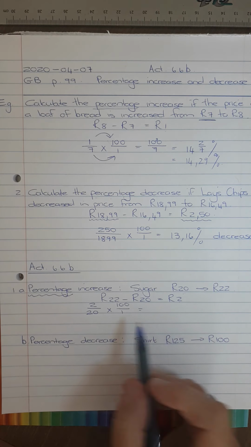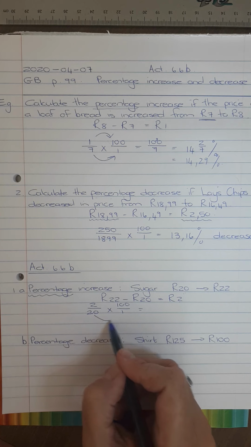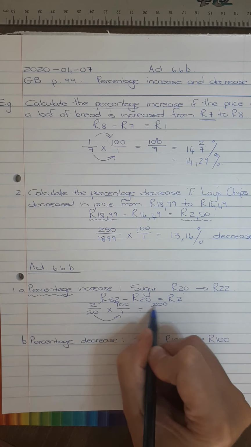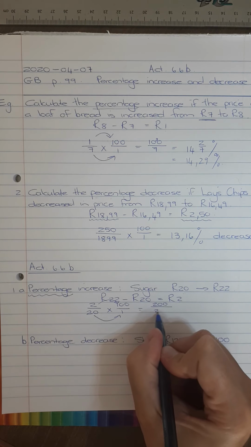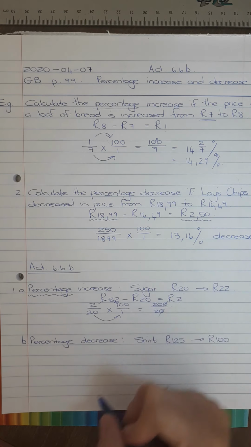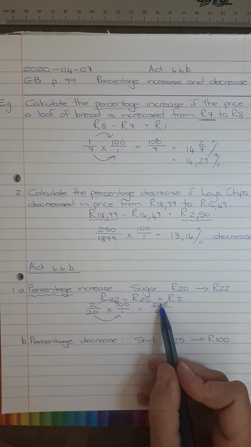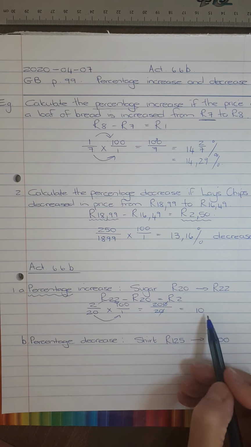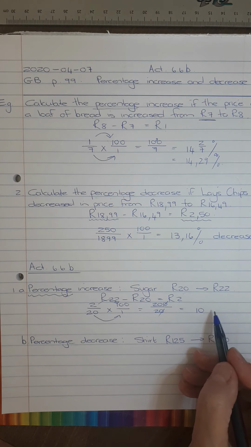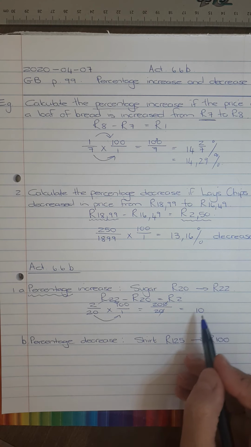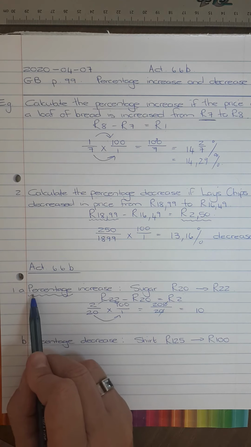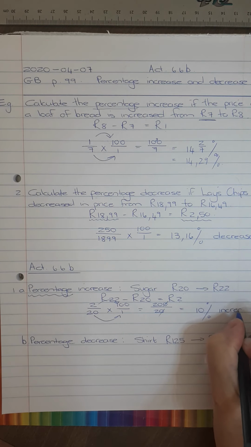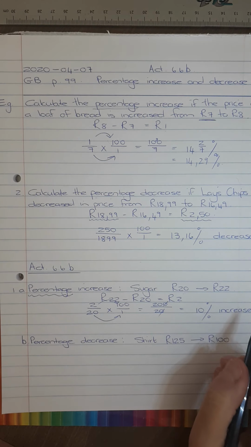This one's easy. I can do it without a calculator. So top times top and bottom times bottom. 2 times 100, 200, over 20 times 1, 20. Simplify that. I get 200 over 20, which is 10. Now the question is 10 what? 10 apples, cats, 10 sugar, 10 what? 10 Rand? No. I'm working out the percentage increase. 10% increase. Okay, let's go to number 2.